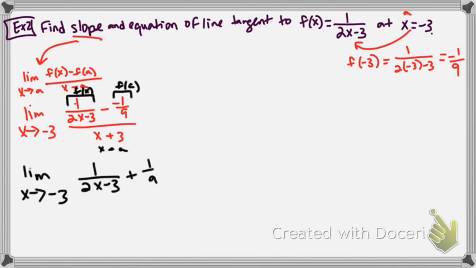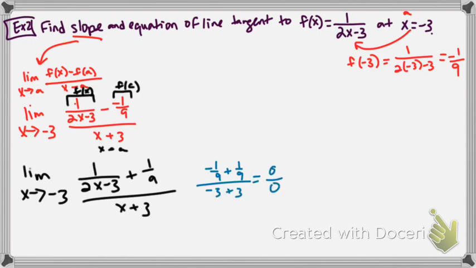Plus 1/9 all over x plus 3. So the first thing we do with the limit, we know we sub our number in. So I'm going to sub in negative 3. I know the first one is negative 1/9. This one's positive 1/9 all over negative 3 plus 3. And it's 0 over 0. Indeterminate. Do more work. This is not a factor and cancel kind of problem.